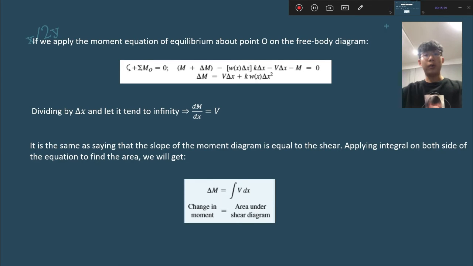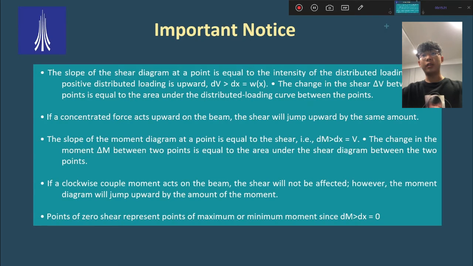So, important notice, the slope of the shear diagram at a point is equal to the intensity of the distributed loading, where positive distributed loading is upward. dV over dx is equal to w of x, a function of x. The change in the shear, delta V, between two points is equal to the area under the distributed loading curve between the points. And if a concentrated force acts upon a beam, the shear will jump upward by the same amount.